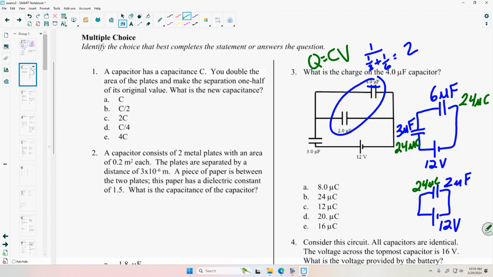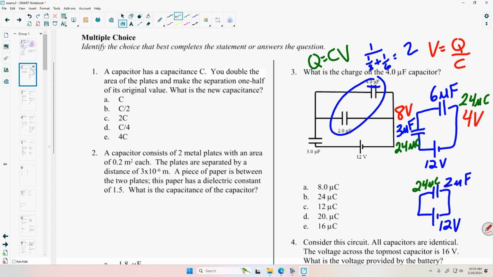That's our first rule for caps in series. They have the same charge. Caps in series have the same charge, and they have the same charge as the equivalent capacitor. So whatever I have on the equivalent capacitor, I also have on those individual capacitors. Then I can find the voltage. My voltage is equal to Q divided by C. That's 24 over 3, or 8 volts, and 24 over 6, or 4 volts.